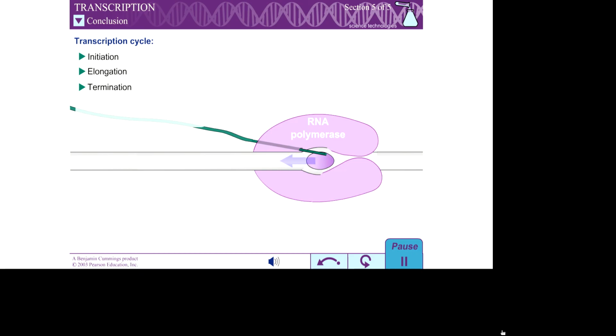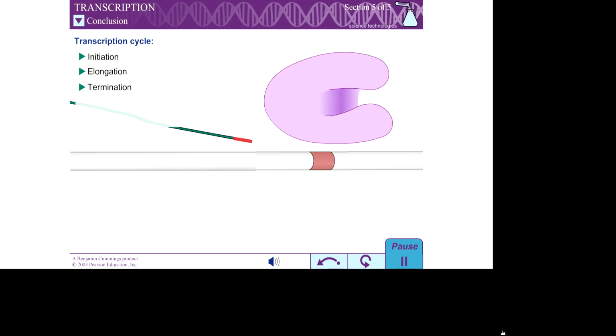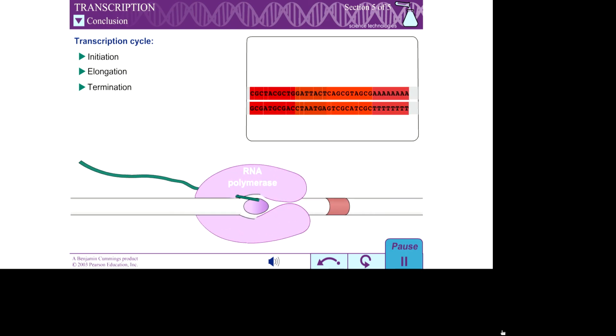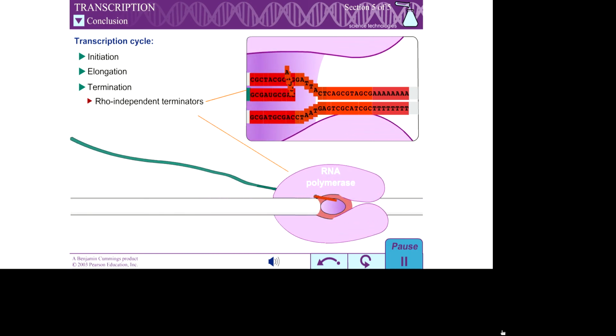During termination, sequences called terminators trigger the elongating polymerase to dissociate from the DNA and release the completed RNA chain. Bacteria have 2 types of terminators: rho-independent and rho-dependent.